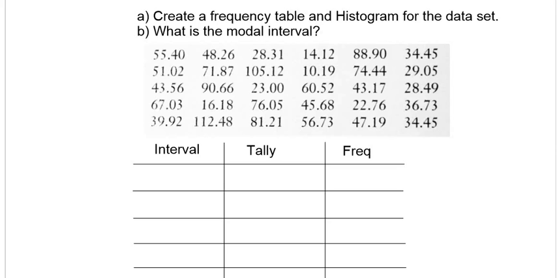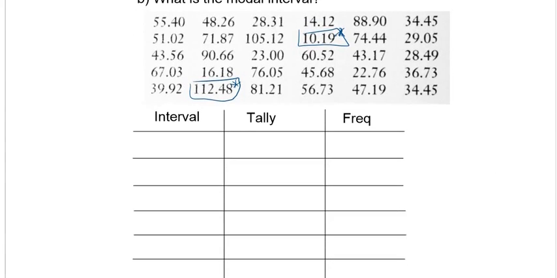So let's take a look at our data here. Our lowest one, let's take a look. 14 is pretty low. $10 is pretty low. I'd say this is probably our lowest number here, $10.19. And then our highest one, let's take a look at the ones over $100. 105, that's pretty high. $112, that looks like that's the highest there. So it goes anywhere between $10.19 and $112. So I think maybe breaking up into groups of $20 would be good.